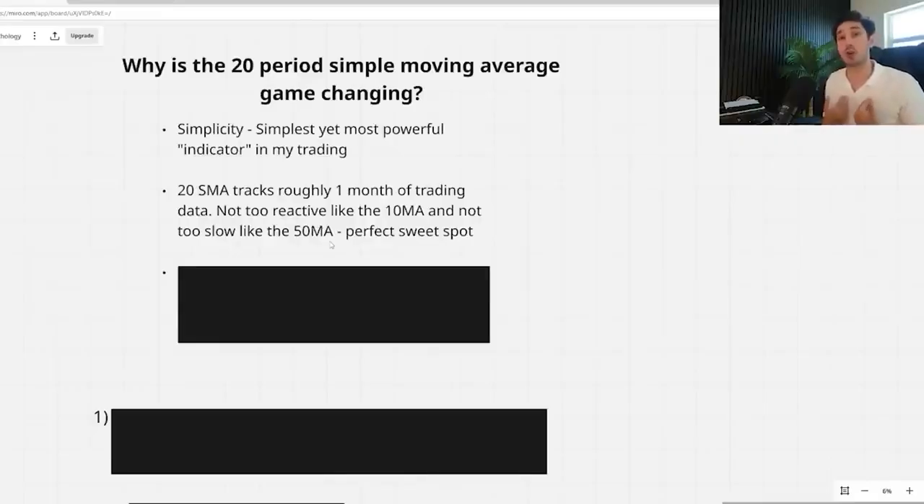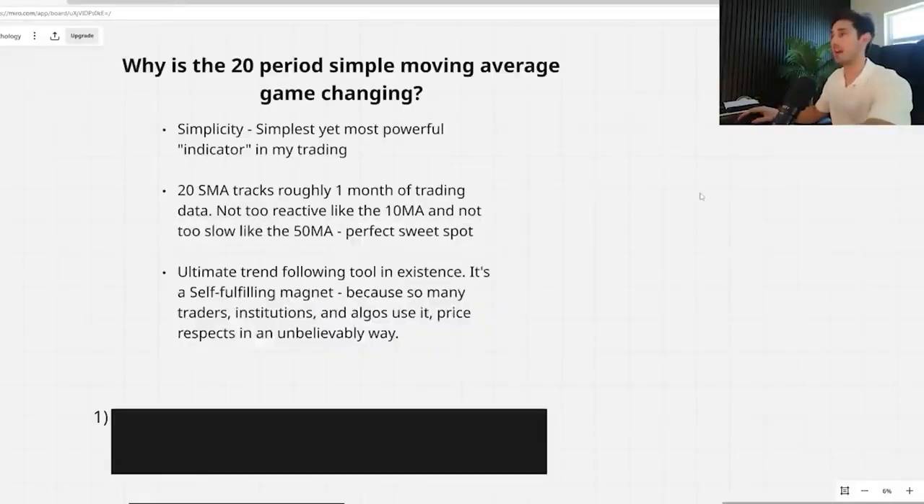Now, I also use the 200 period simple moving average, mostly for support and resistance, and that is kind of like my long-term moving average. So I like to use the 20 SMA for my medium term and the 200 MA for my long-term moving average. And the reason I use the 20 MA is because it is the ultimate trend following tool in existence. And a lot of people ask me, why does it work? A lot of my students, when they learn how to use it and apply it in their trading, ask me, why does this actually work?